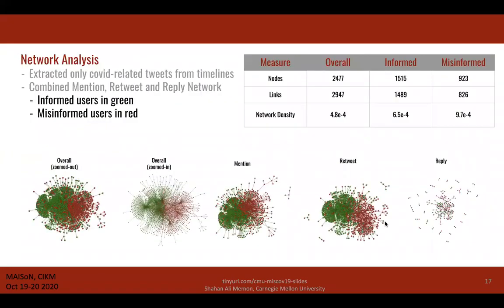The first kind of analysis we do is network analysis. We extract only COVID-related tweets from timelines, and then we extract the mention, retweet, and reply network of the users and combine them into one big network. We note that both informed and misinformed users display echo chamberness, with misinformed users being much denser than the informed community, as shown in the table here. We do, however, notice some two-way communication from both sides, and this is particularly evident in the reply network here.